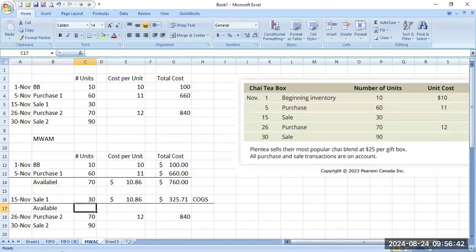Well, I had 70, I sold 30, that means I have available 40 units, correct? What's my weighted average cost? Well, I can easily calculate it. That will be 760 minus 325.71. That will be that much. And once I have that number, I can calculate my weighted average cost per unit. Cost 14. And 10.86 is my weighted average cost.